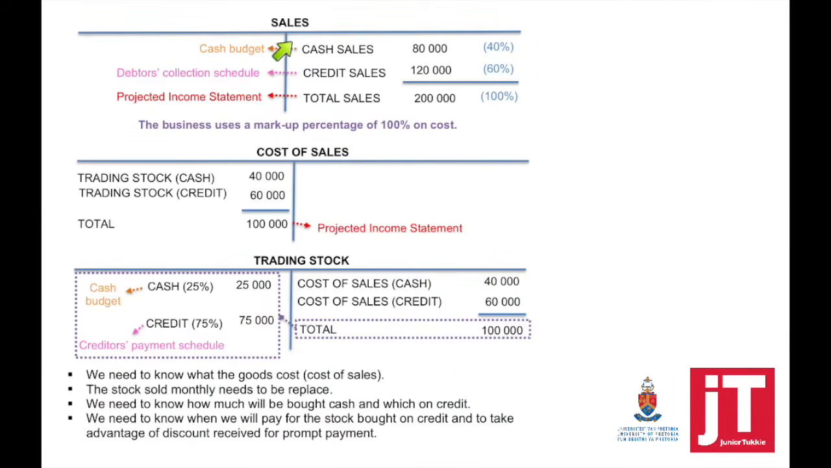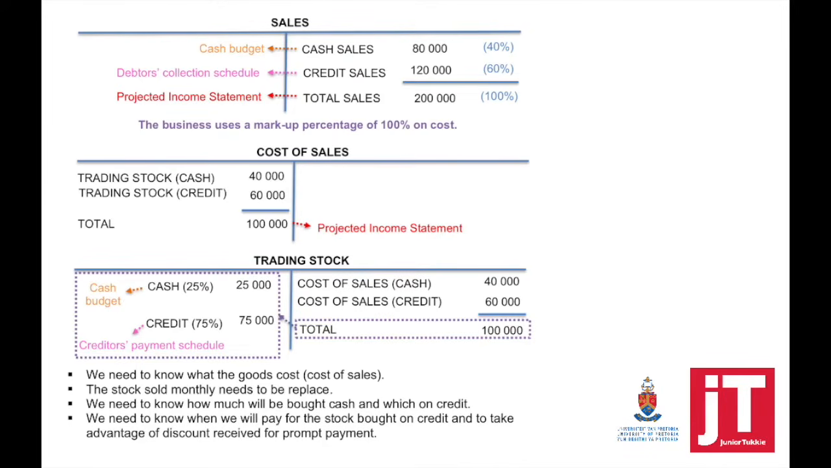Stock which is sold monthly needs to be replaced, which means that we need to know what the goods cost. In other words, what is the cost of sales? Because whatever we have sold, we need to replace. Now, when we're budgeting, we can buy trading stock cash, or on credit. When we're buying trading stock cash, that will go into your cash budget.